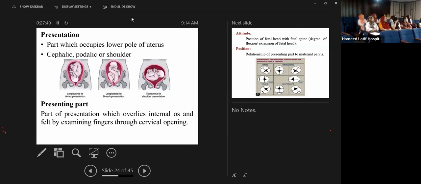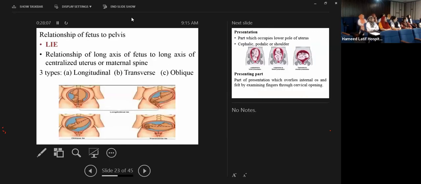So these are two types of shapes which are available, and in this the head lies like that, in this the head can be in any manner. So if the shape of the uterine cavity is distorted by either fibroids, or there is an excessive amount of fluid, that will contribute towards malpresentation.